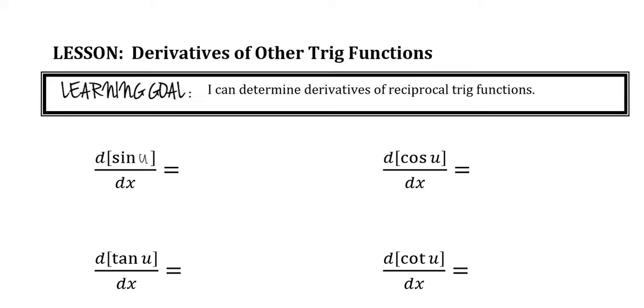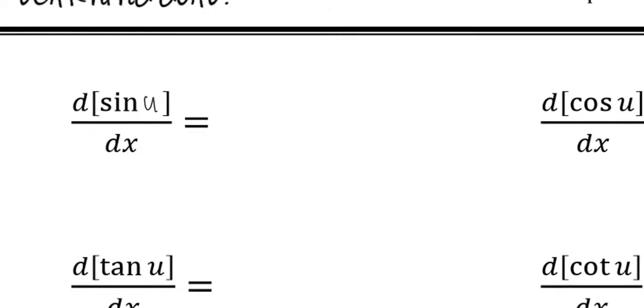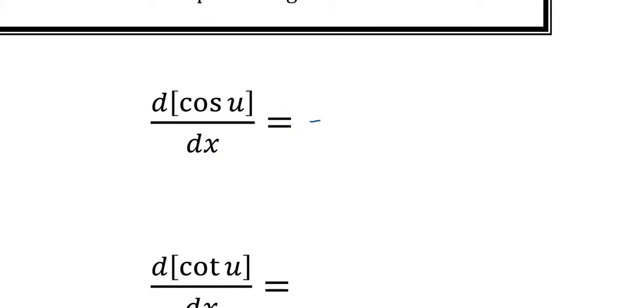I think the first two are probably pretty easy. Didn't print properly, so it was missing a u. This one's obviously cos u times u prime. And this one is negative sine u times u prime.